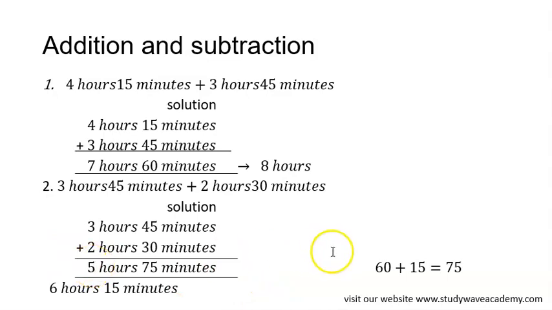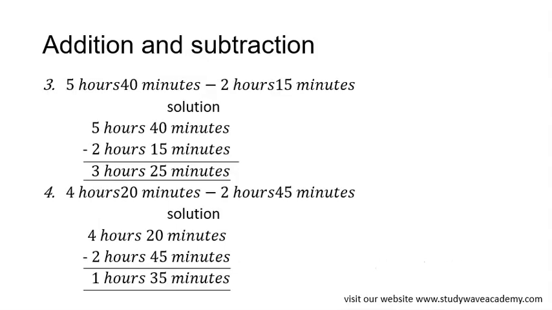Okay, here we have 5 hours. If we add this 60 to 5 hours, it is going to give us 6 hours 15 minutes. Okay, so this process is going to give us 6 hours 15 minutes. Do you understand? So we can now add our time, right? Okay, now let's go over to subtraction.